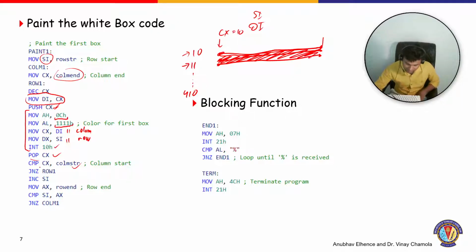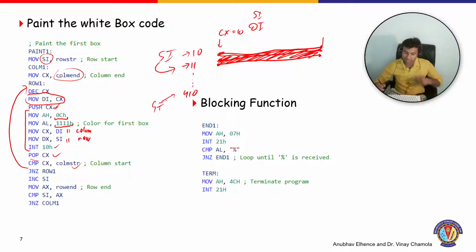If it has not reached 10, then I will continue with this operation of printing in the column. But if it has reached, I'll increment the SI, basically SI which was pointing here will start pointing to the next row. And then I will move in AX the row ending address, whatever the row end is, and I'll compare SI with AX, trying to find out whether SI has reached this column ending address or row ending address or not.